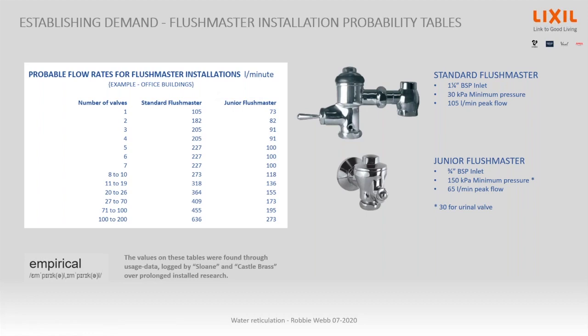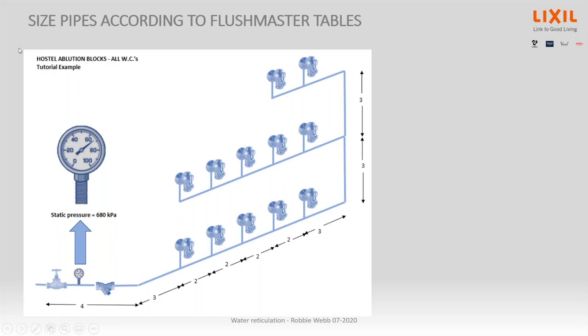You can use load units, but it doesn't work well because you end up with hectic sizes. For one, they've got to make a really big load unit, and when you add them all up, you get to ridiculous sizes. So this is the better method for FLUSHMASTERs, with a little job here for some junior FLUSHMASTERs. We say it's a hostel, okay? And we're going to use the tables that look at hostels or residences and that kind of job.